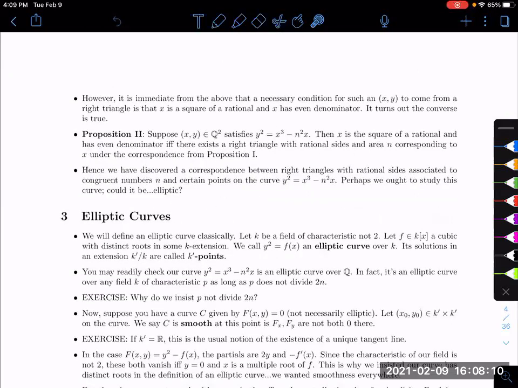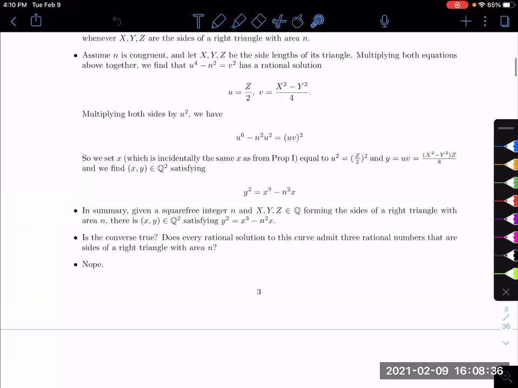There's the correspondence between congruent numbers, the rational side lengths of their triangle, and certain types of points on this elliptic curve here. What types of points? Here's the proposition up here. x is the square of a rational and has even denominator if and only if there's a right triangle with rational sides and area n corresponding to x under this correspondence up here.